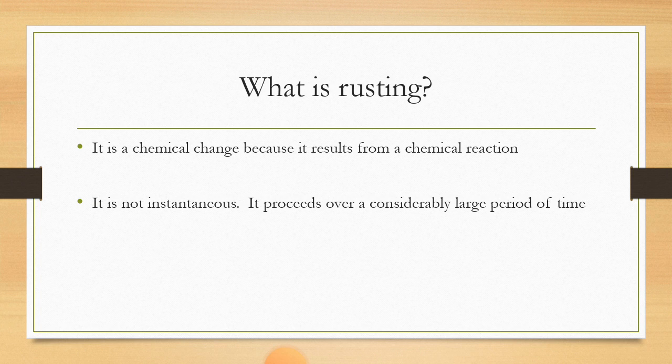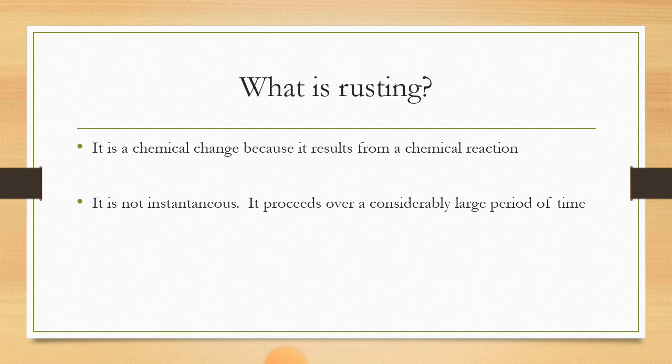First off, you should know that rusting is a chemical change because it results from a chemical reaction. In our previous week, we discussed extensively about chemical reactions, right? So since you know already what a chemical reaction is and that you've been told now that rusting results from a chemical reaction, then you should know what a chemical change is too.